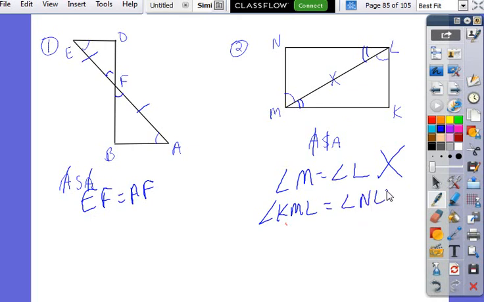Now, here's something you need to understand. I could switch this around and say LMK. That would be the same angle. And I could switch this one around and say MLN. What is important is if I'm trying to say angle M and angle L, look at where the M's at on both of those. Always in the middle. Look at where the L's at. In the middle. So it has to be the same either way.